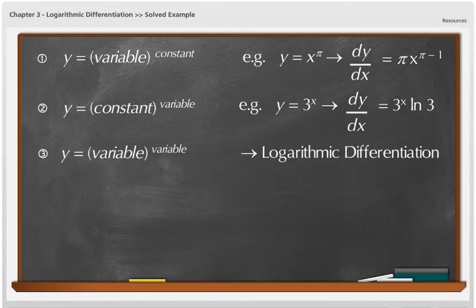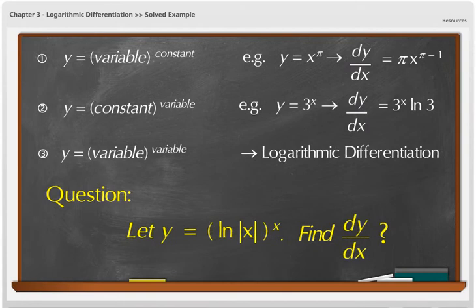An example that involves logarithmic differentiation is the following question. Let y is equal to ln of the absolute value of x raised to a power x. The question is asking you to find dy over dx. This form of the expression is like our third type. So we need to use logarithmic differentiation here in order to find the derivative.